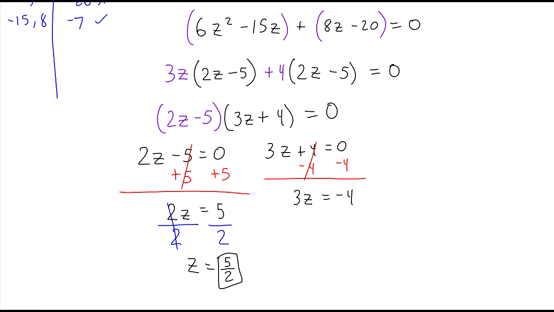3z equals negative 4. 3 and z are factors. I can remove the 3 factor by dividing both sides by 3. z equals negative 4 over 3. So there we go. 5 over 2 and negative 4/3 are my solutions.